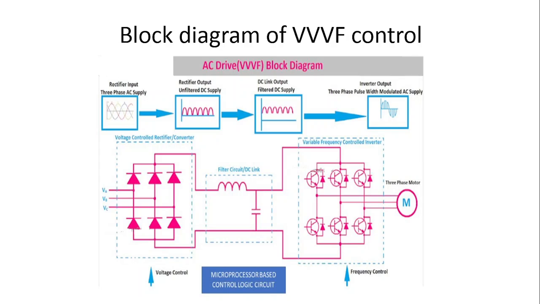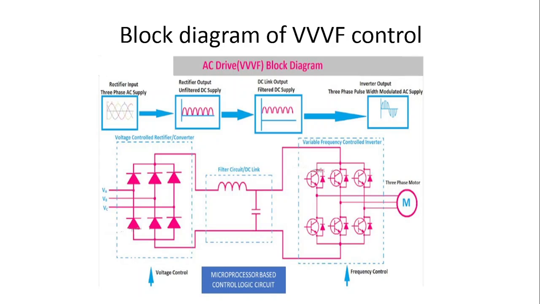Next, we will see the functionality of the inverter unit. This inverter unit basically consists of 6 switches. You all know what is meant by an inverter. An inverter is a circuit that converts the given DC supply into an AC supply. Here we want a variable voltage, variable frequency supply.